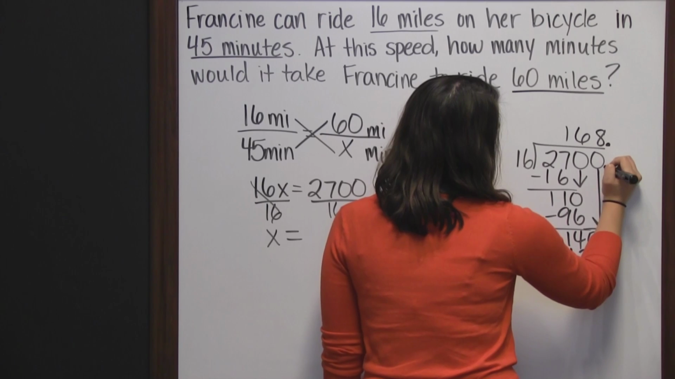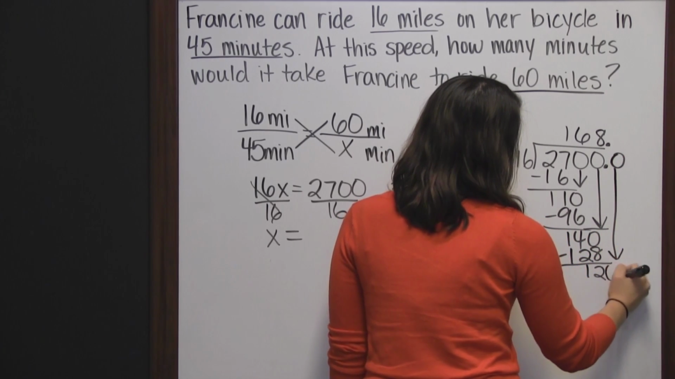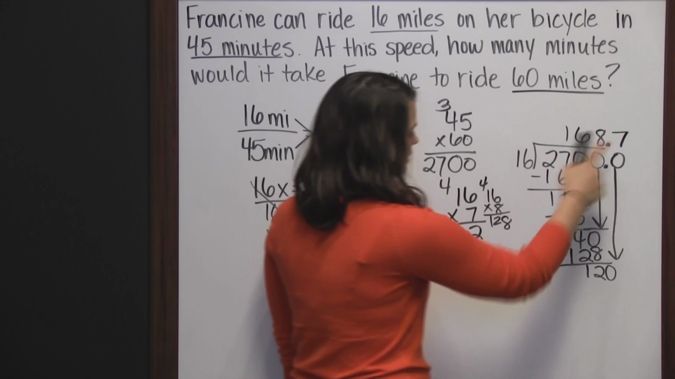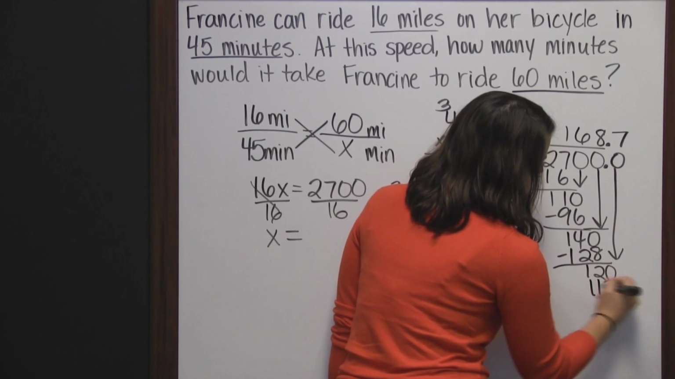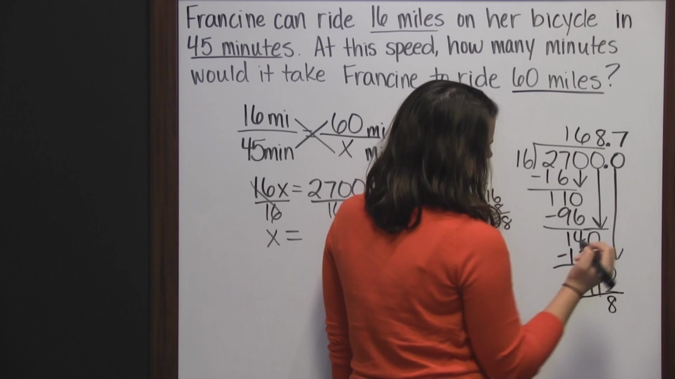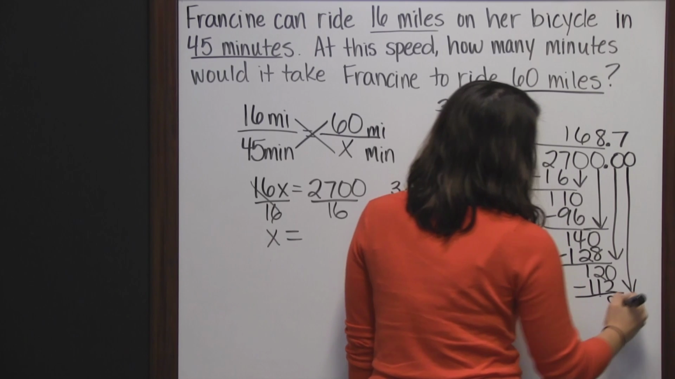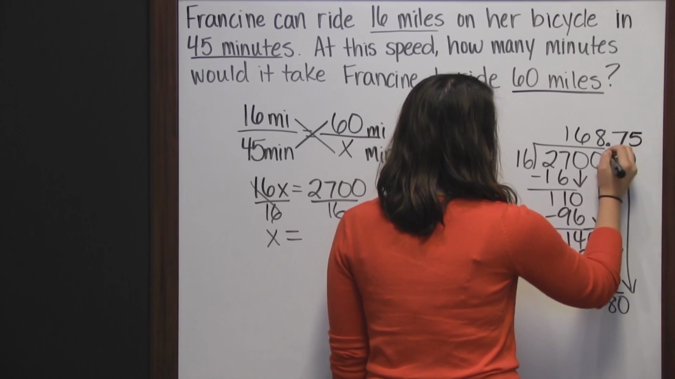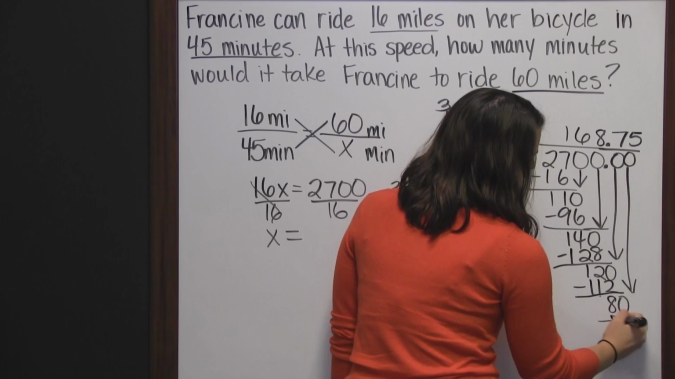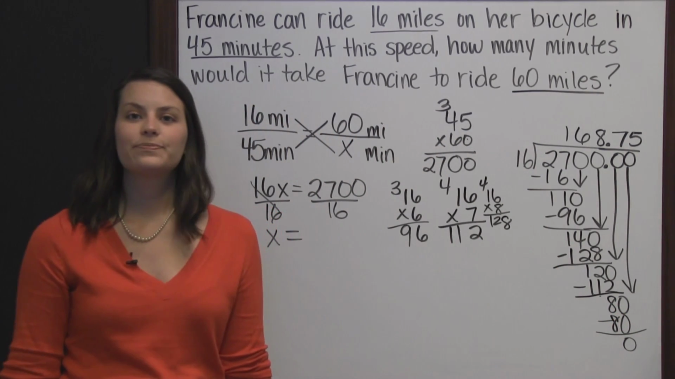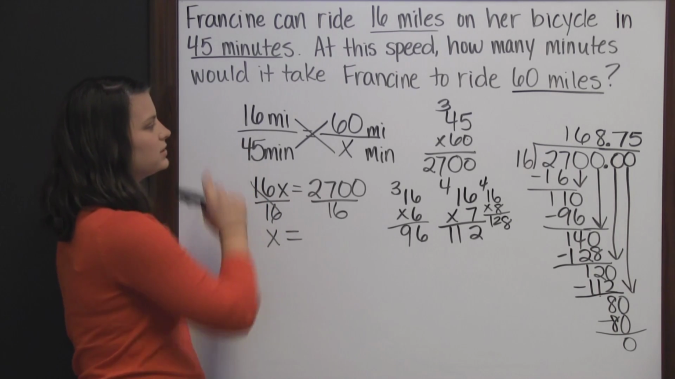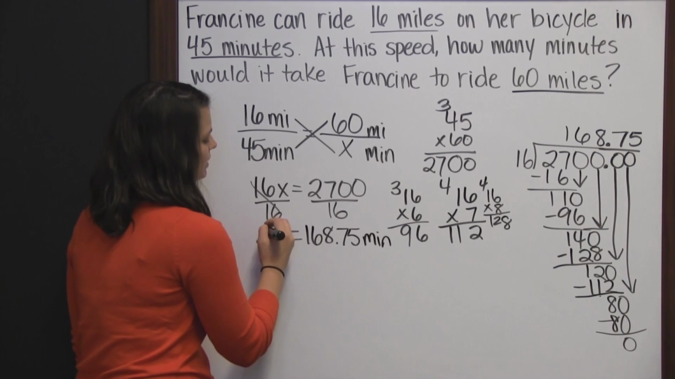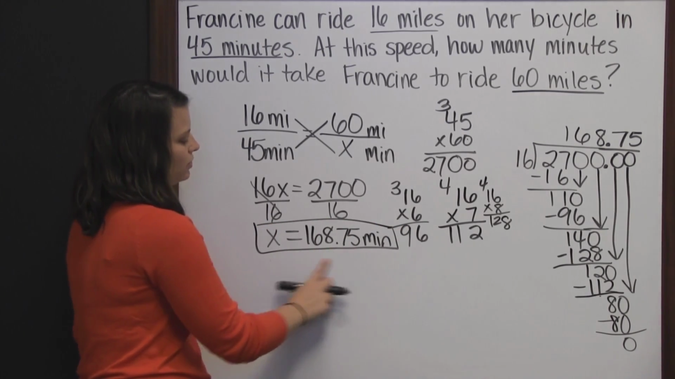So that means we need to add a decimal and a 0 and bring it down. 16 goes into 120 7 times. 16 times 7 we found earlier is 112. So we subtract and we get 8. We add another 0 and bring it down. And 16 goes into 80 exactly 5 times. 16 times 5 is 80. So we subtract and we get a remainder of 0. So that means if it took her 45 minutes to go 16 miles, it should take her 168.75 minutes to go 60 miles. And this is the answer you would grid in.